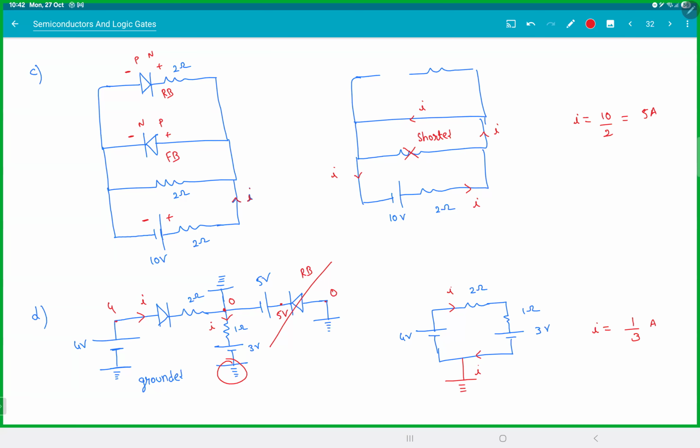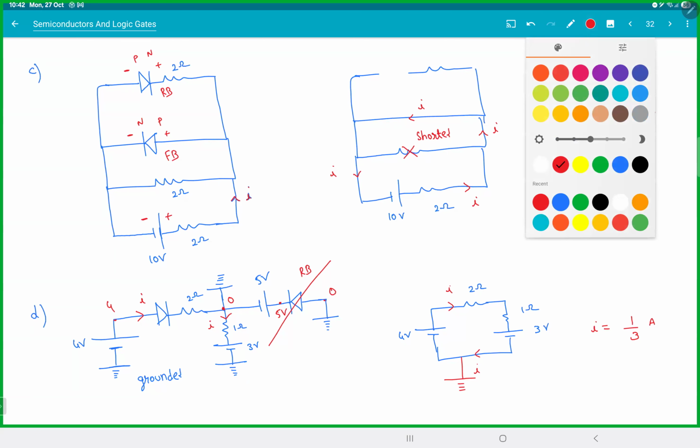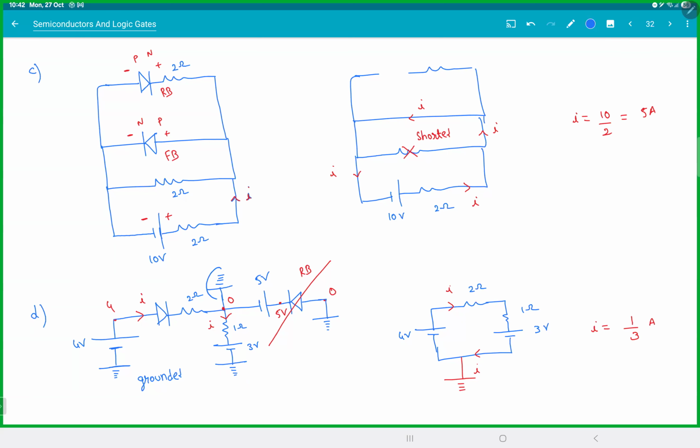Any doubts on what I did? Are you clear? How did I draw the circuit? There is a small mistake though. Basically, when I grounded here, there is a possibility current is flowing from here. We are ignoring it.